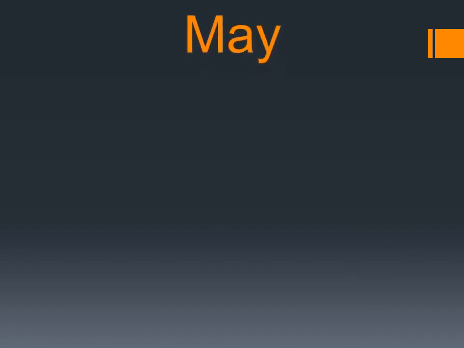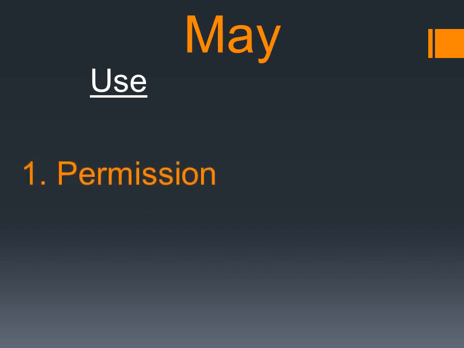May. Where do we use may? Its first use is permission. The same use was there in can also, but there we seek and grant permission in an informal manner, meaning from the people or to the people who are younger than us. But here may is used to seek and grant permission in a formal manner, like if the teacher grants permission to her students, then she will use may.